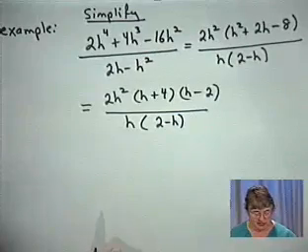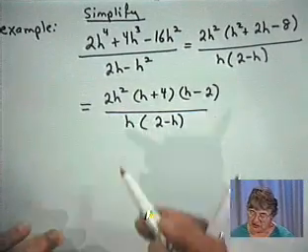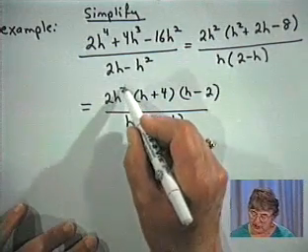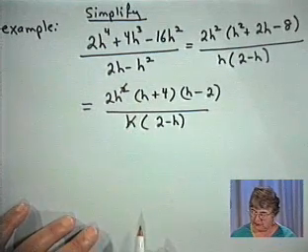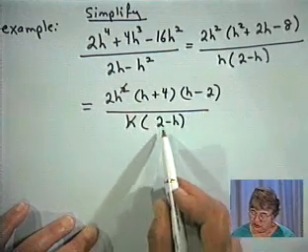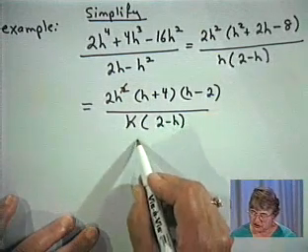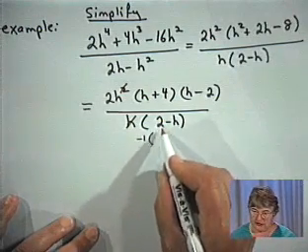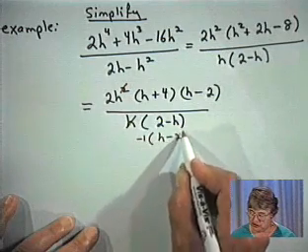Once again, we've got some common factors here. Notice that in the denominator, we have an h. In the numerator, we have an h squared. So we can factor one of the h's from the numerator and say that one h will cancel the one h in the denominator. And then we've got h minus 2 and 2 minus h. Once again, we've got that negative 1 factor. So let's factor a negative 1 out from the factor in the denominator, and we can write that as negative 1 times h minus 2.